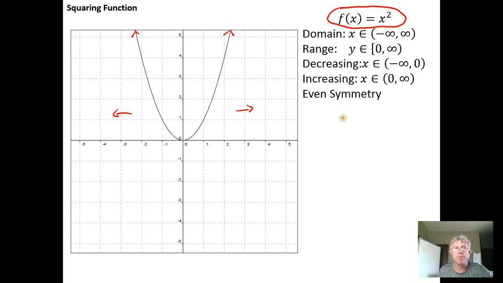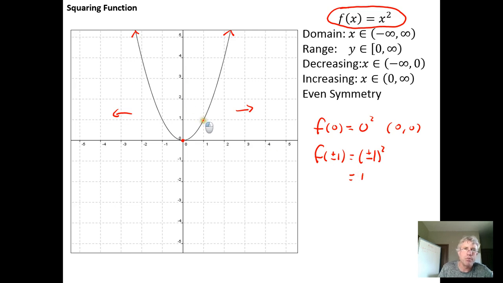It has even symmetry because it's a reflection of itself in the y-axis, and you can get nice points on this graph. Gives you the ordered pair 0, 0. So the origin is also the x and y intercept. You plug in a plus or -1, it isn't going to matter because we're squaring them. Whether you plug in a plus or -1 and square it, the output's going to be 1. So you can see we get nice lattice points here and here.